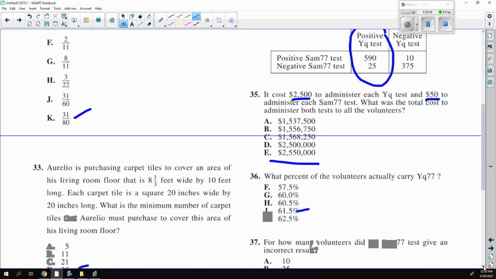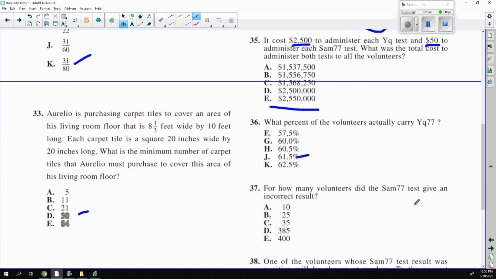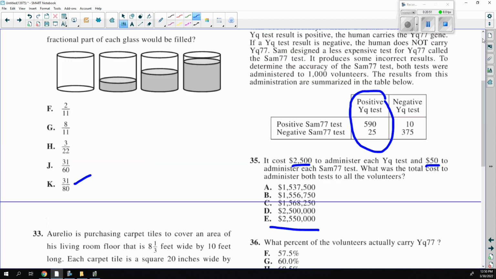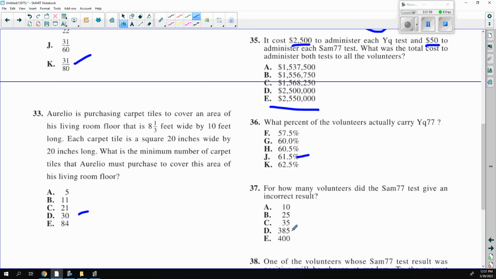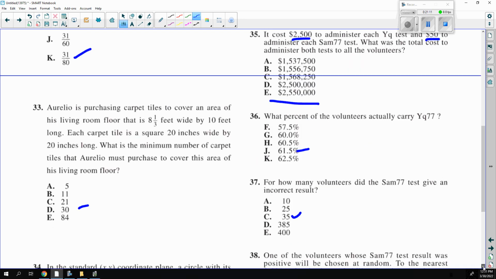How many did the auxiliary test screw up and give a wrong result? That's easy if you read it. Positive, positive, that's right. Negative, negative, that's right. Here are the ones that are off. So it's 35 people have a screw up on their test.